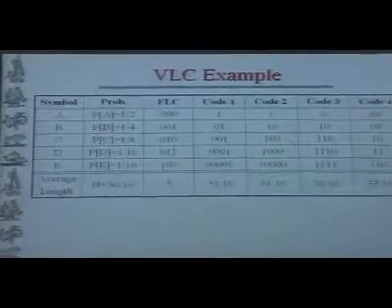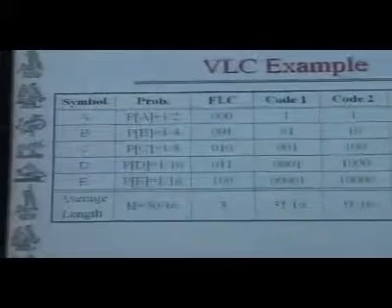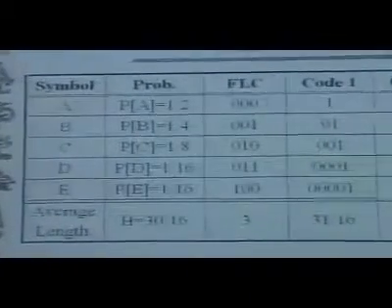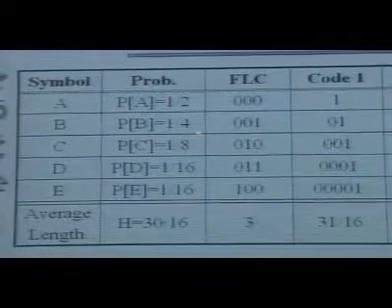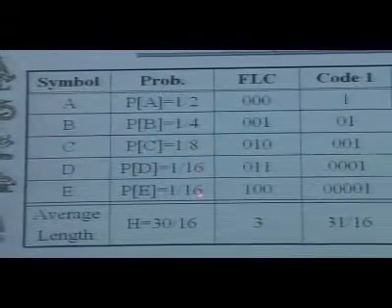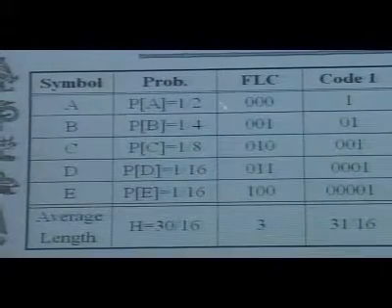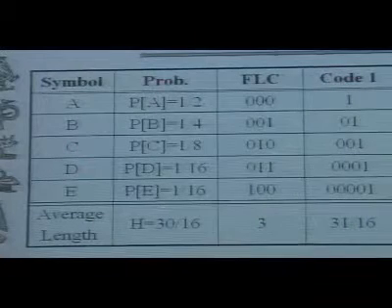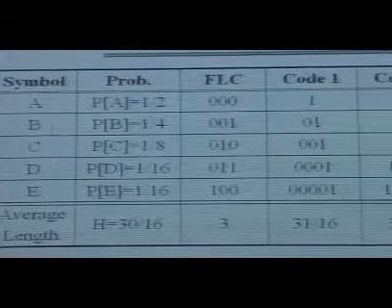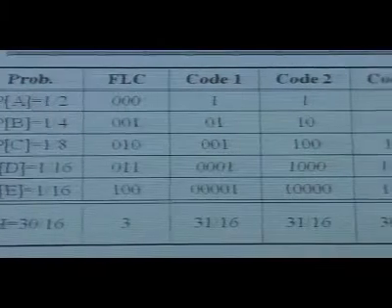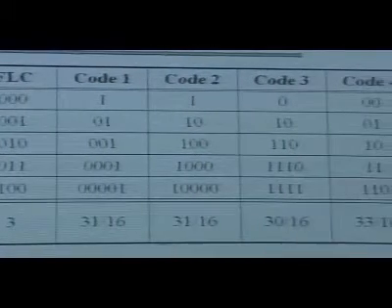My data has 5 symbols, A, B, C, D, E, with probabilities 1/2, 1/4, 1/8, 1/16, 1/16. If you sum up all the probabilities, you have to make sure that it's 1. That's the first thing that you should always check when you do your computer exercise or written exercise.